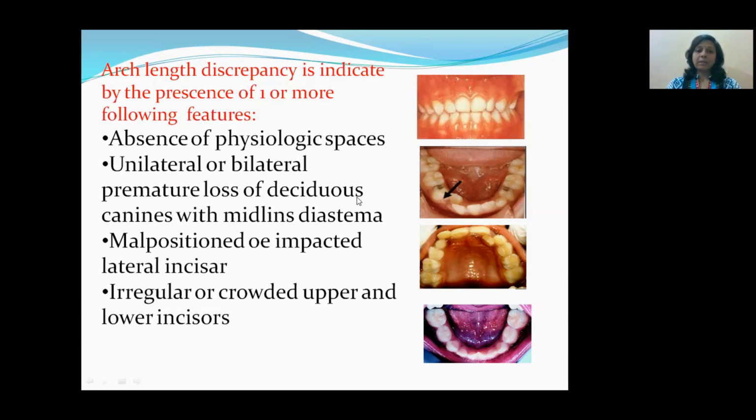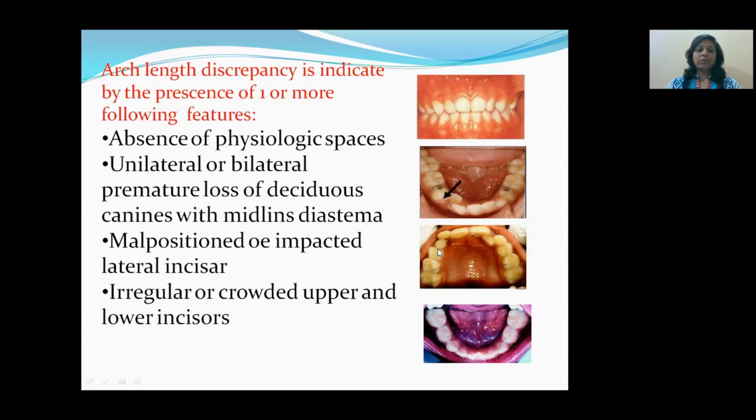The next indicator is the unilateral or bilateral premature loss of deciduous canines with midline diastema. Here, as the canine has been lost prematurely and the space for the developing canine will not be present, we have to plan the extraction of certain deciduous teeth.